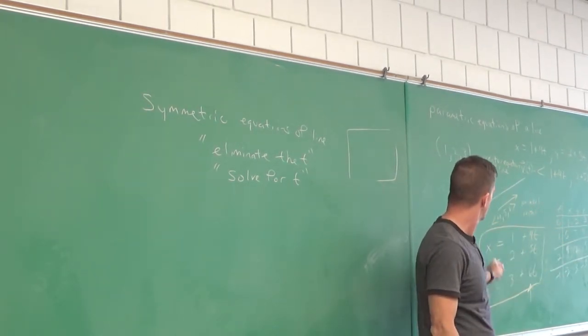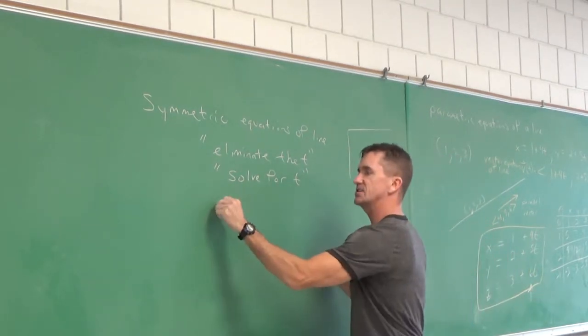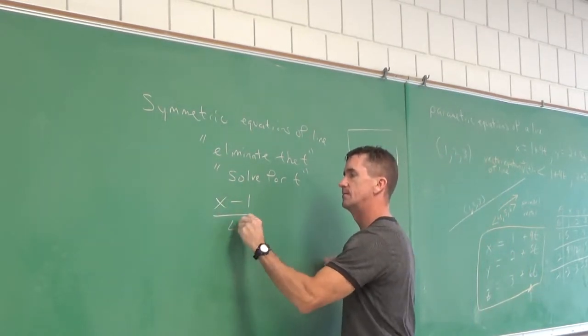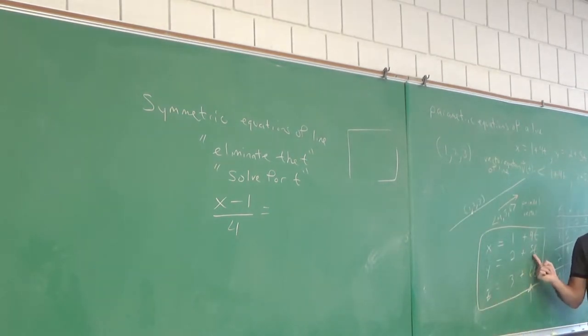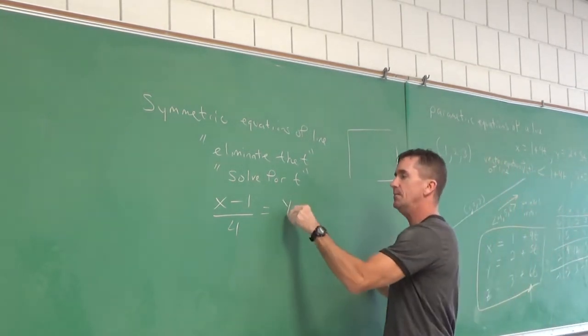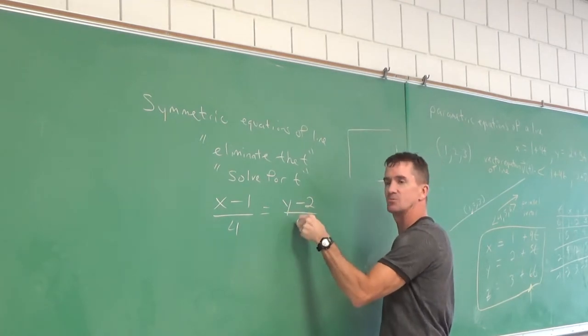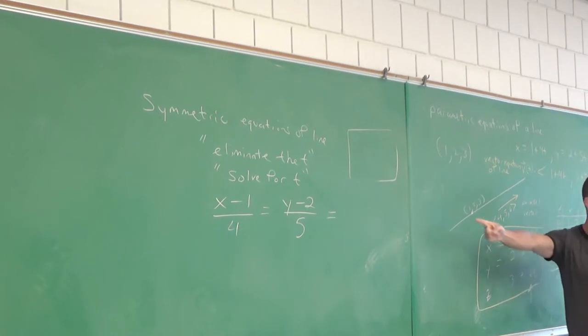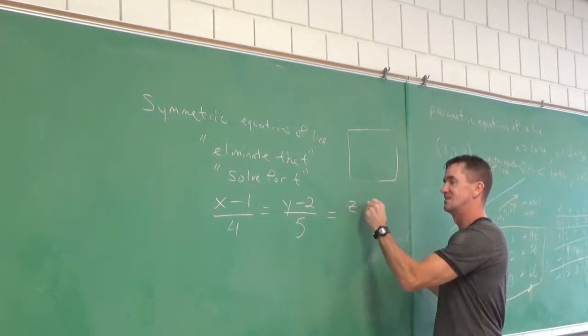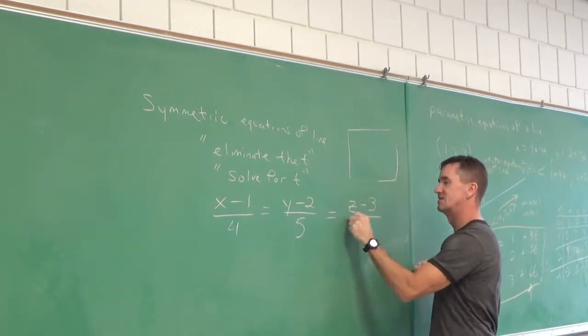So x minus 1 divided by 4. All right, let me start out. x minus 1 divided by 4, solve for t here. Now I need you to do it here: y minus 2 divided by 5. Okay, but you have to do it one more time. That's why this is kind of silly. z minus 3 divided by 6. Look what I'm writing: z minus 3 divided by 1.